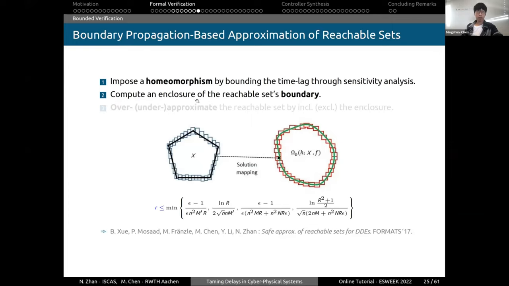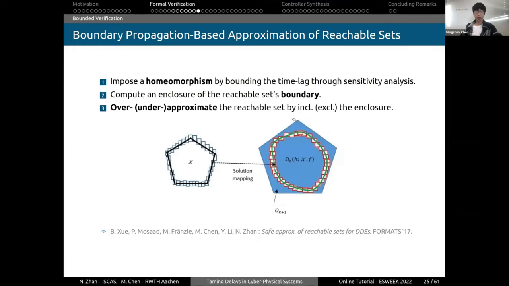And because of this nice property, we can actually only handle points on the boundary. And then if we can compute an enclosure of the reachable set's boundary, then we can easily compute over approximations of the reachable set by simply imposing some convex shape that encloses all the boundary points. In the meantime, we can also easily compute an inner approximation of the reachable set. So this is the yellow area here.